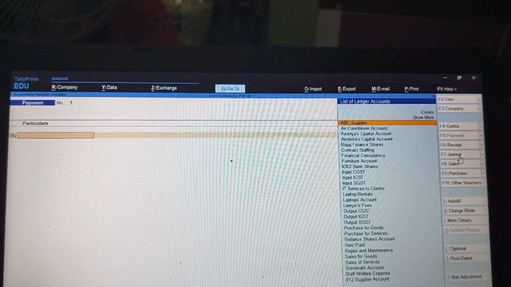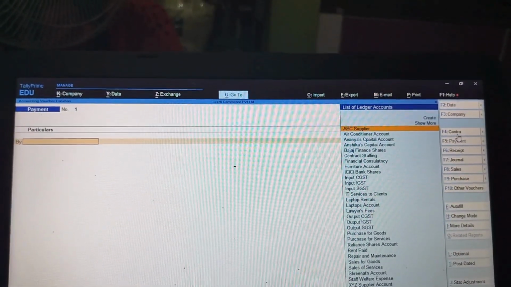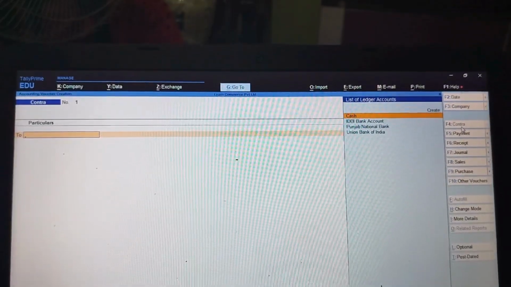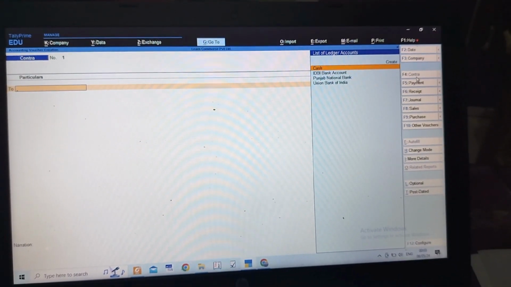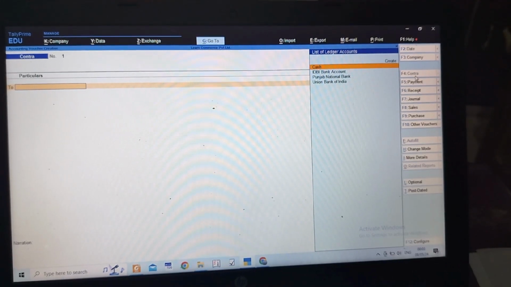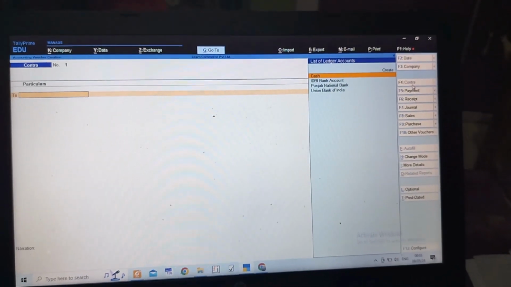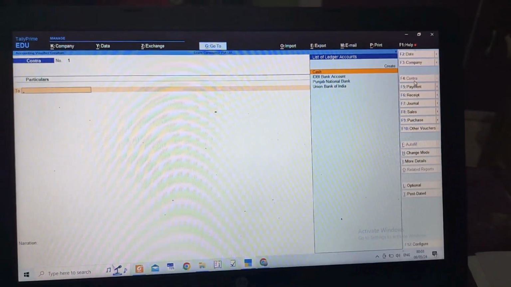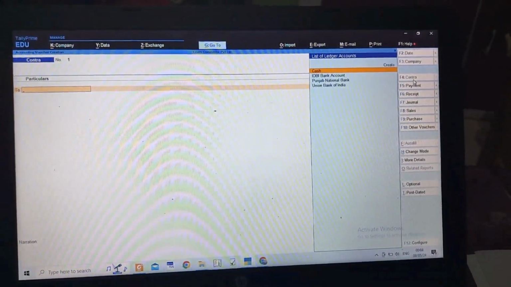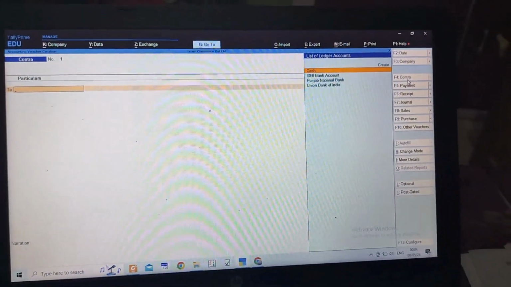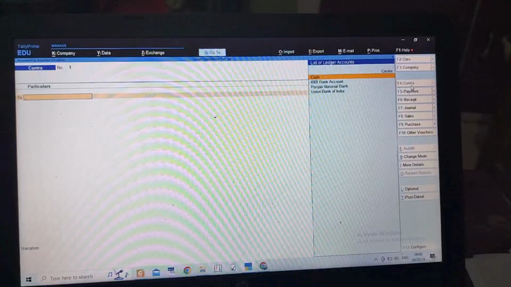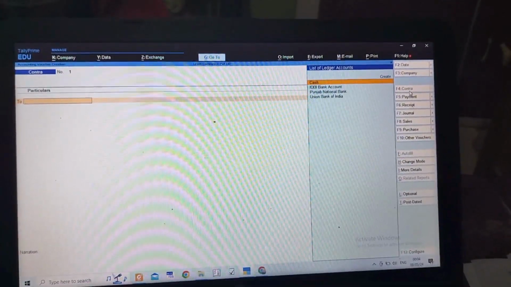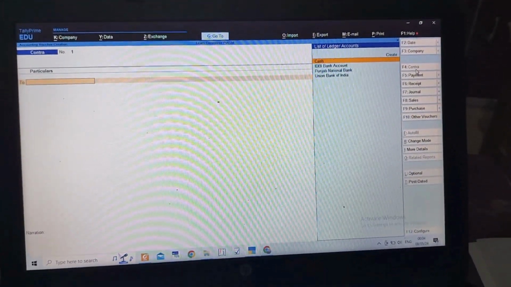So first entry we will start is for contra. Contra voucher is a type of voucher in which only bank and cash accounts are affected, okay. So let's record one transaction whose type is contra, okay. So we are depositing or remitting cash into bank, okay.